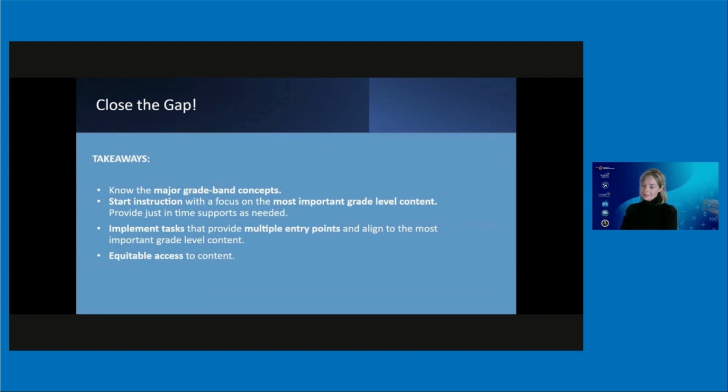And equitable access to content means that there are multiple entry points. It means that we have multiple opportunities. It means that we give students the opportunities to walk the walk and talk the talk. And in order to walk the walk and talk the talk, we are implementing asset-based instructional routines that promote that learner identity and agency.